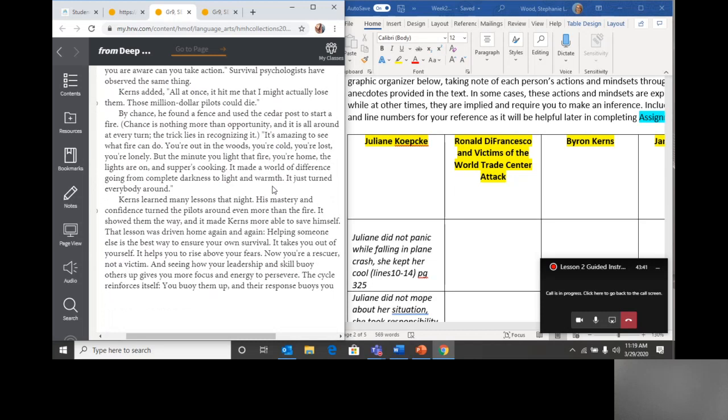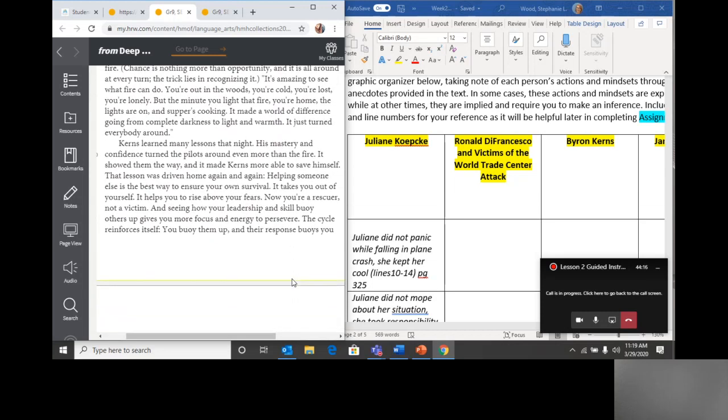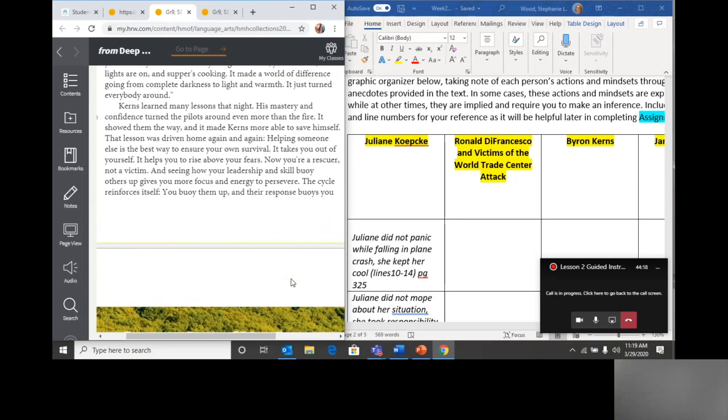Kearns learned many lessons that night. His mastery and confidence turned the pilots around even more than that fire. It showed them the way, and it made Kearns more able to save himself. That lesson was driven home again and again. Helping someone else is the best way to ensure your own survival. It takes you out of yourself. It helps you rise above your fears. Now you're a rescuer, not a victim. And seeing how your leadership and skill buoy others up gives you more focus and energy to persevere, which means to keep going. The cycle reinforces itself. You buoy them up, and their response buoys you up.